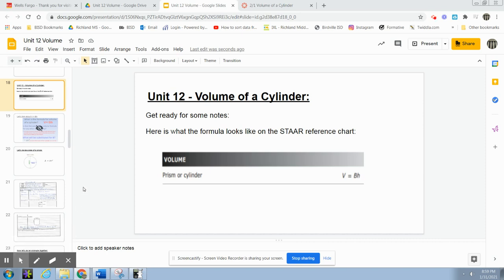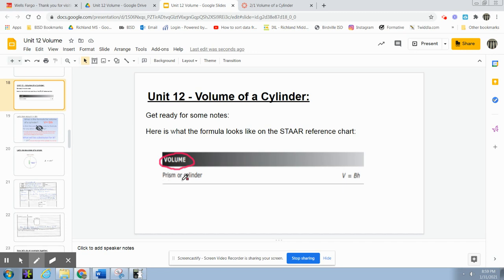Hey guys, this is volume of a cylinder. I want you to get ready for this and we're going to take some notes. First of all, this is what it's going to look like on the formula chart on the STAR reference chart. This is also going to be the chart that we will use on tests. So please note it says volume.